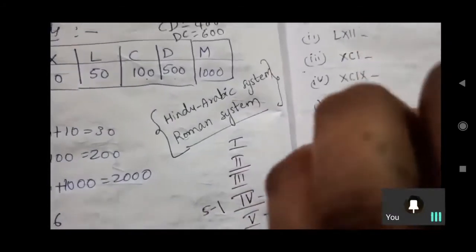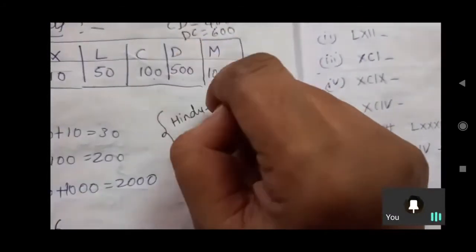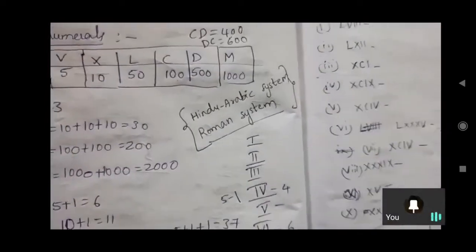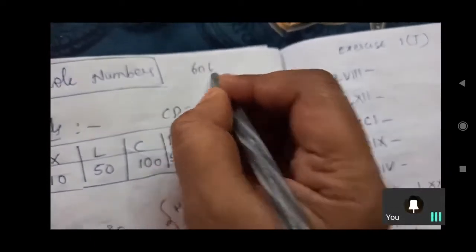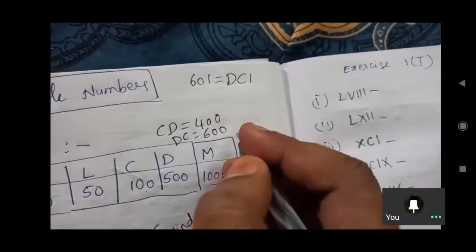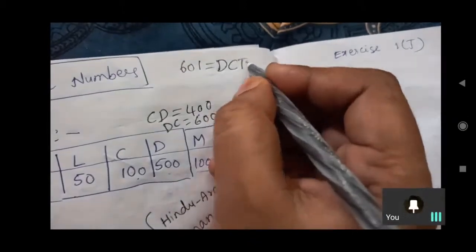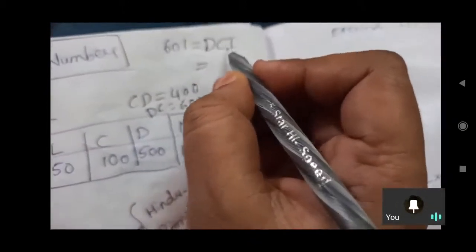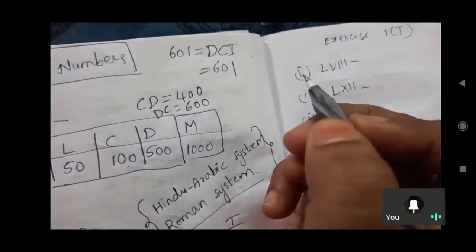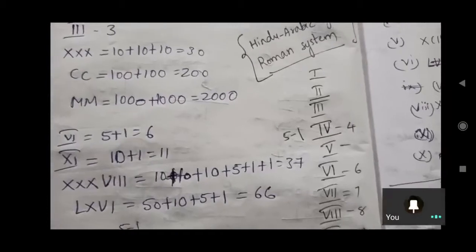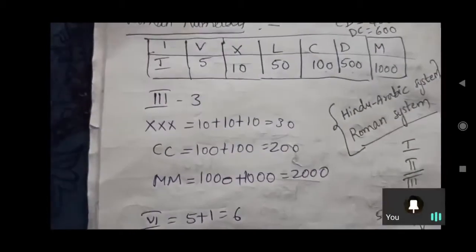Next, for 600, at that time D we have to write and C we have to write. Total how much? 600. And now 601. For 601 we have to write what? D, C, I. So this is 601. DC is for 600 and I for 1. In that manner you have to write Roman numbers. Don't get confused. You have to follow this table.